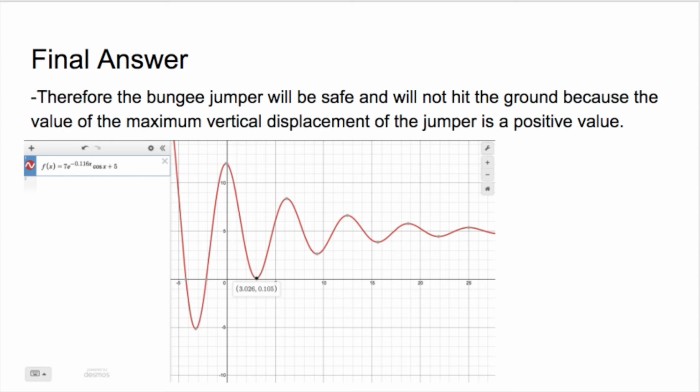And as you can see here on the visual representation from Desmos, the first drop, the x and y values match up with the function on Desmos perfectly. So this proves our answer is right and the bungee jumper will not hit the ground.